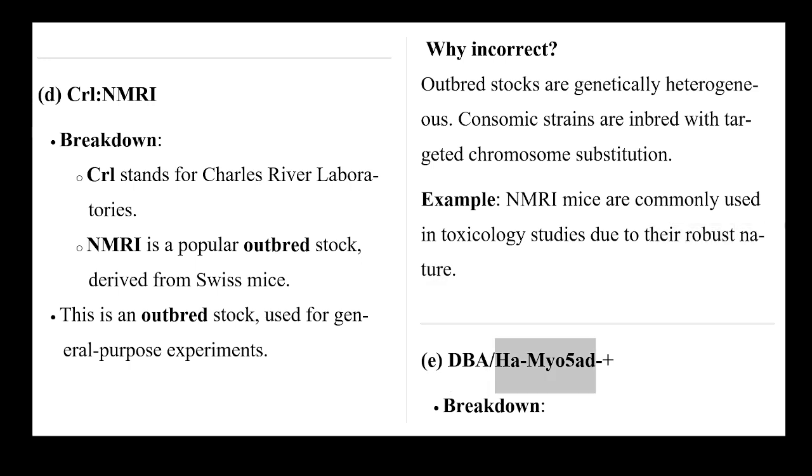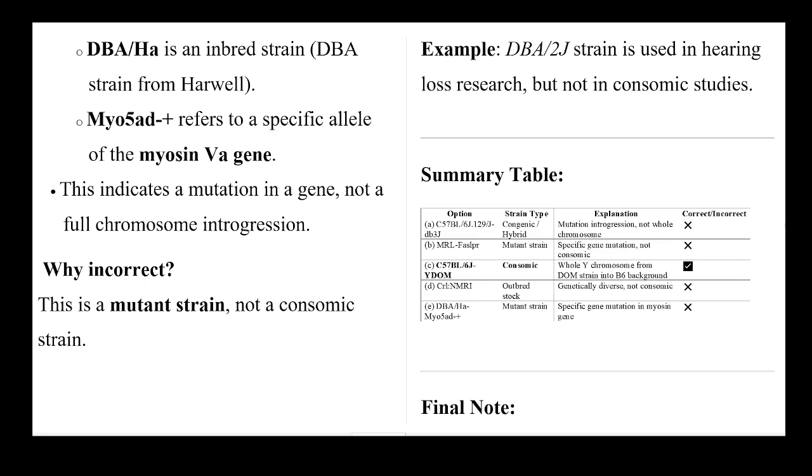E. DBA/homeo 5ad-plus. Breakdown: DBA/HA is an inbred strain, DBA strain from Harwell. Myo 5ad-plus refers to a specific allele of the myosin VA gene. This indicates a mutation in a gene, not a full chromosome introgression. Why incorrect? This is a mutant strain, not a consomic strain. Example: the DBA/2J strain is used in hearing loss research, but not in consomic studies.